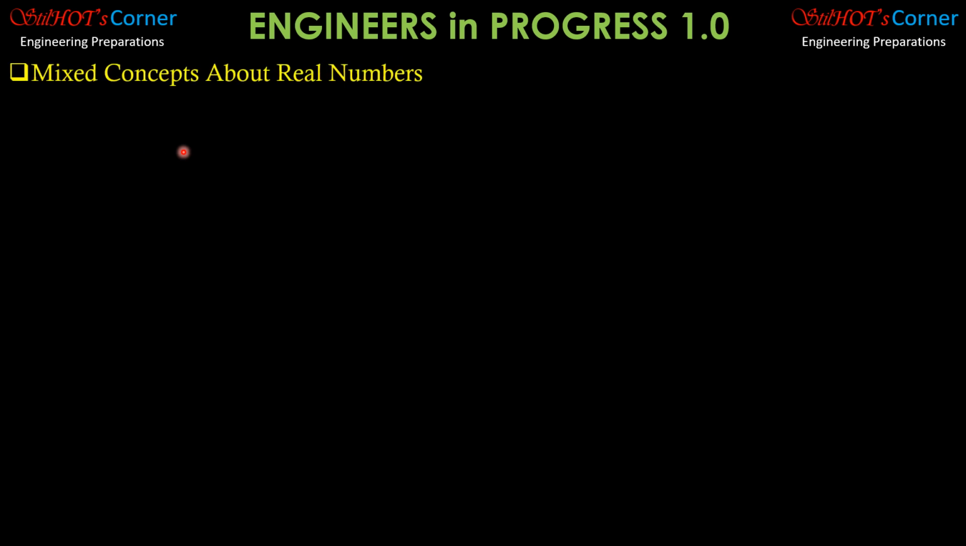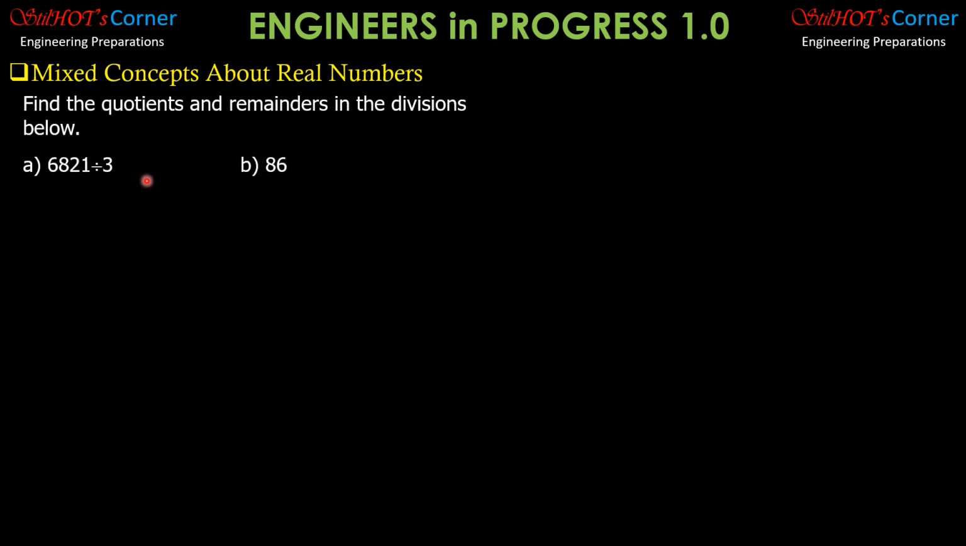So we have here mixed concepts about real numbers. Let's solve problems and understand the concept, understand the problem also. Find the quotients and remainders in the divisions below. You might forget the process of dividing given numbers by another number, so let's demonstrate it here. So 6821 divided by 3 and 86,142 divided by 47.